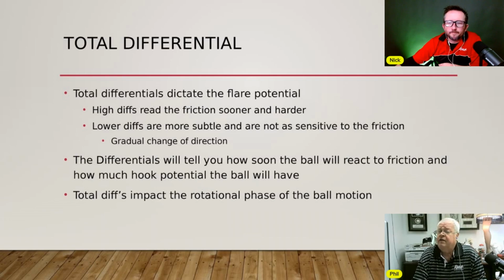Okay, so the total differential, that's the big diff number, dictates the flare potential of the ball. It's very simple. You get a ball with an .055 differential, it's going to flare a lot. It's got a high diff, it reads the friction sooner and harder. So that means when it hits dry, it's going to start to flare a lot. Low diff balls are more subtle, and they're not as sensitive to the friction. There's more of a gradual change in direction. So differentials tell you how soon the ball will react to the friction and how much hook potential the ball will have.